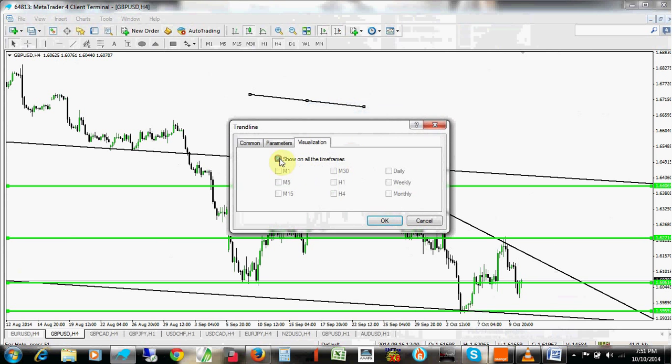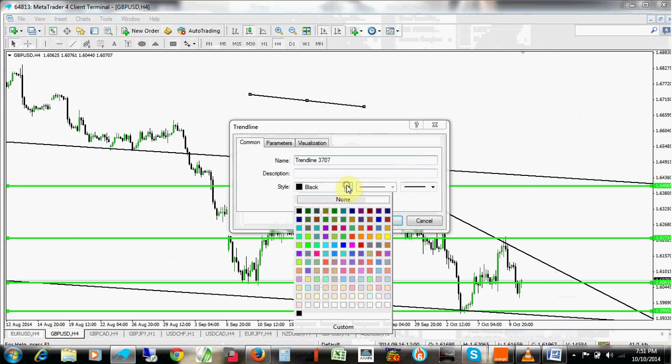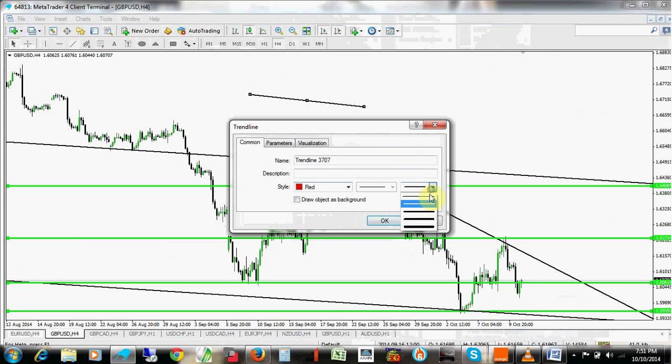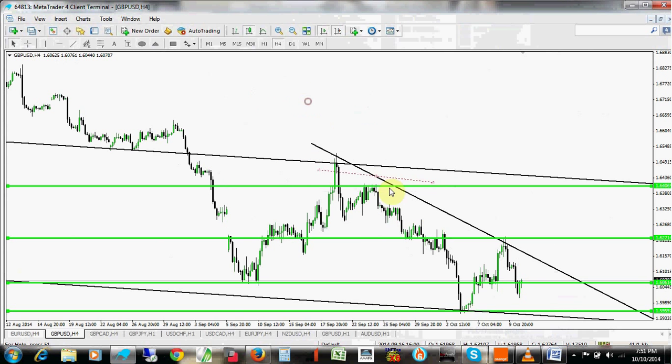Here we go. 4 hour and 1 hour. Then we make it a different level. Make it red, make it thin, and make it snappy. So here I can actually see what is likely to happen. As you can see, it broke here and here.